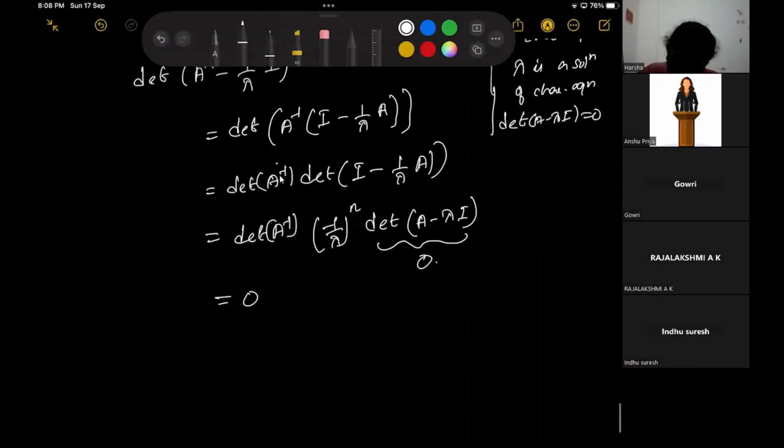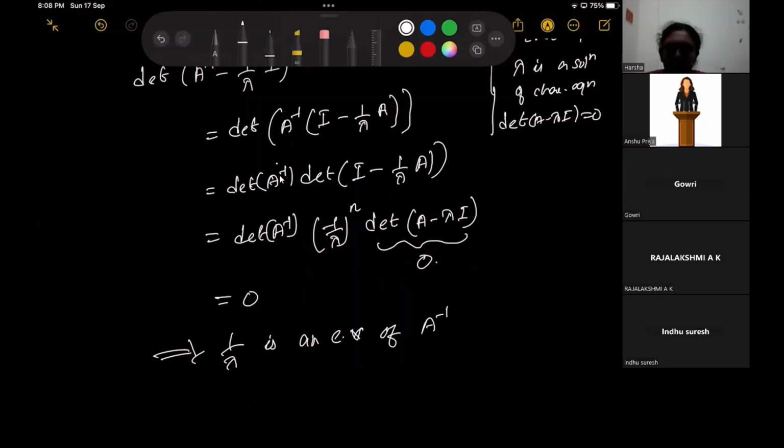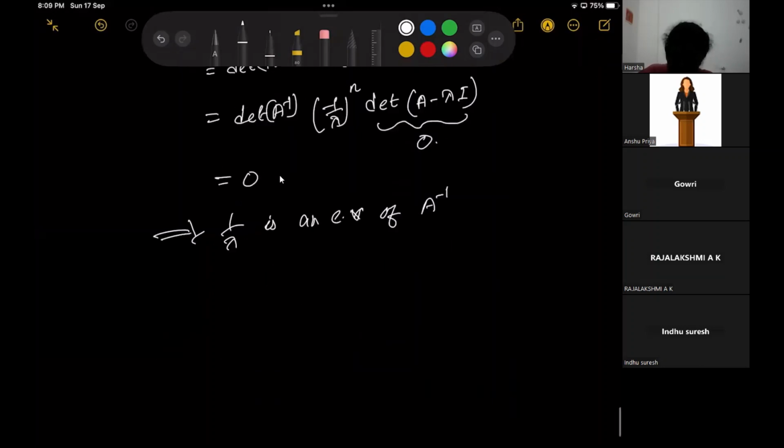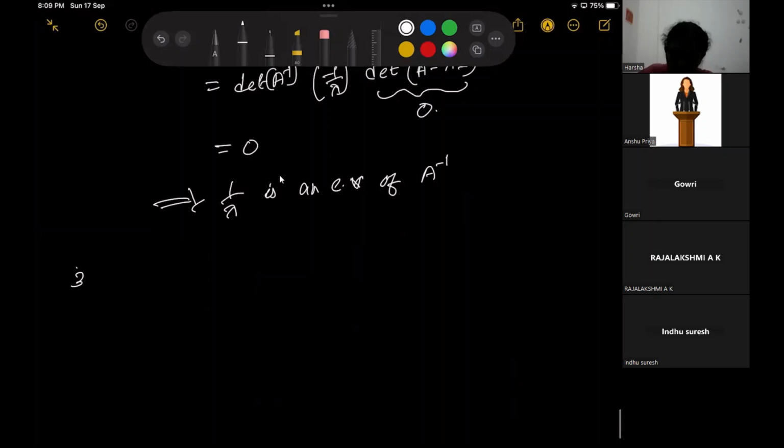This implies 1 by lambda is an eigenvalue of A inverse. Fine. Is that clear? This is already covered in the class, actually, the proof also. The proof is very simple. If you have any doubt, you can ask. Shall we go to the next problem? Okay.